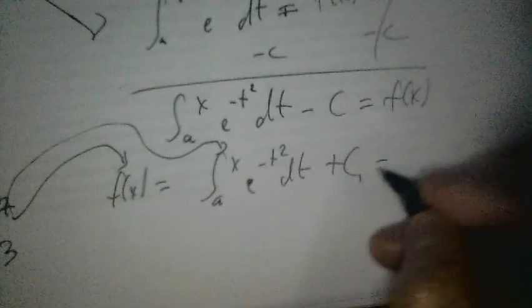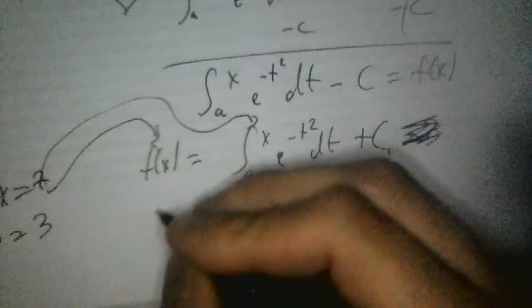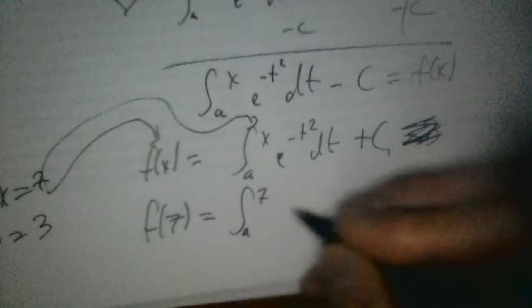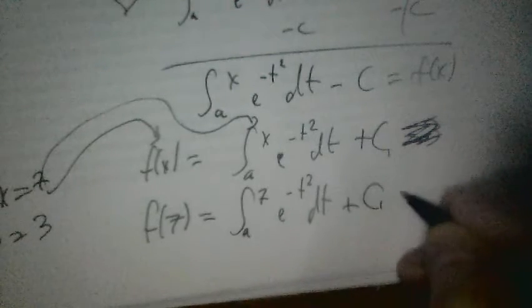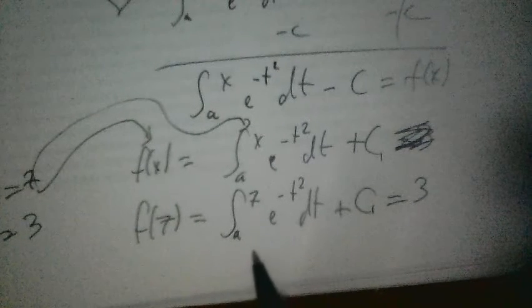So let's put it all together. Remember we had that f of x was equal to the integral from a to x of f prime of t dt plus c1, right? Let's plug in what we know: f of x equals the integral from 7 to x of f prime of t dt plus 3. And if we want, we can substitute in what f prime of t is, so f of x equals the integral from 7 to x of e to the negative t squared dt plus 3.